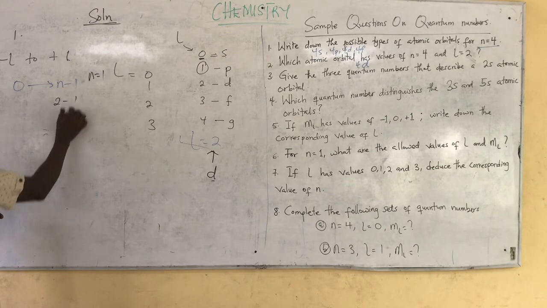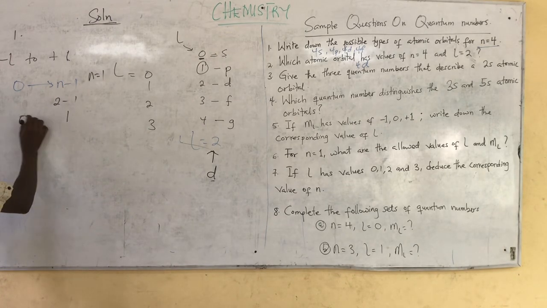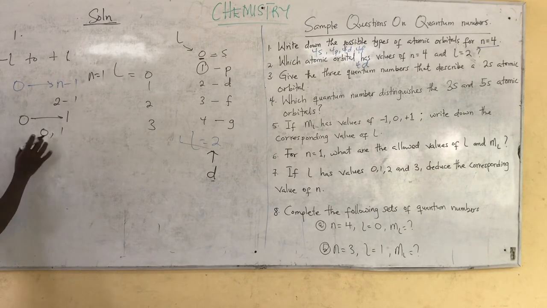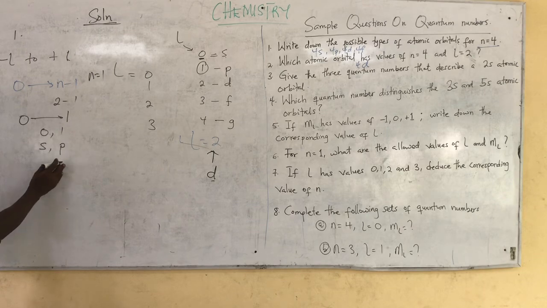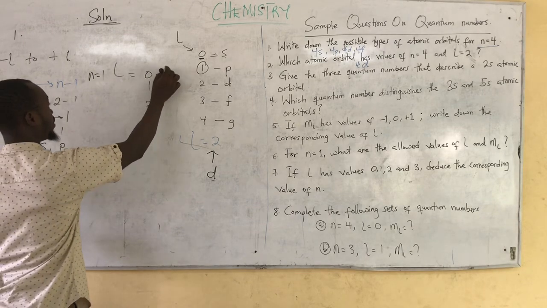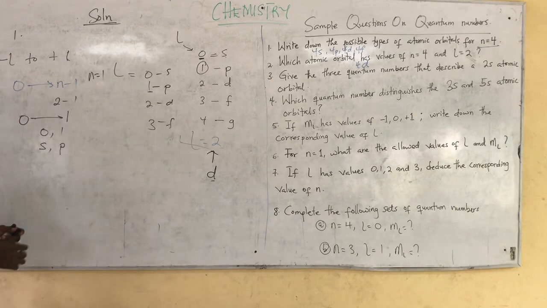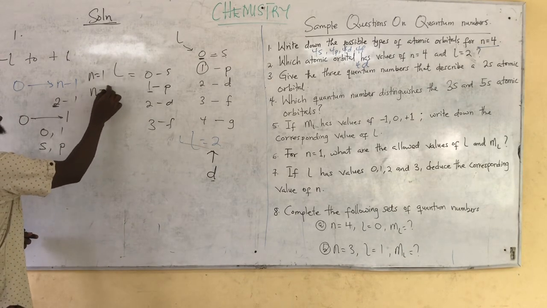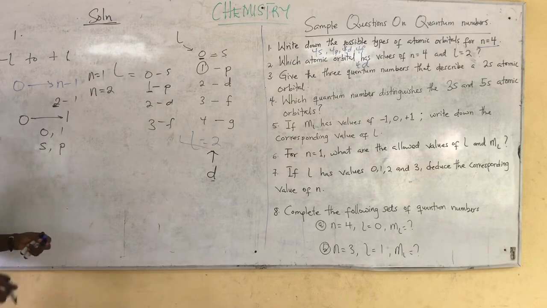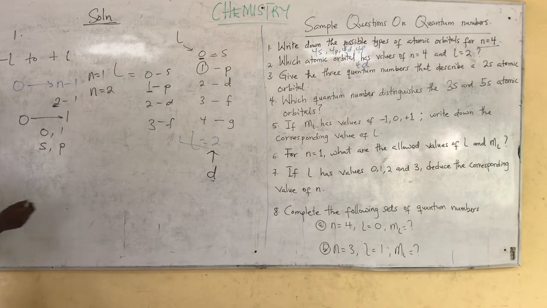Now let's move on to another one. If n is 2, 2 minus 1 is what? 1. So from 0 to what? 1. So from 0 to 1 we have 0 and then 1. 0 is the S and then 1 is what? The P. So to get this P orbital, that is L value of 1, unless n is equal to what? 2. So it is when n is equal to 2, that is where we get the L value of 1. That is the P orbital present as well. Is that okay?